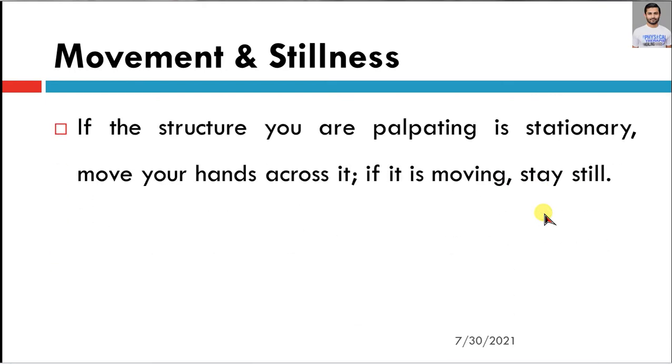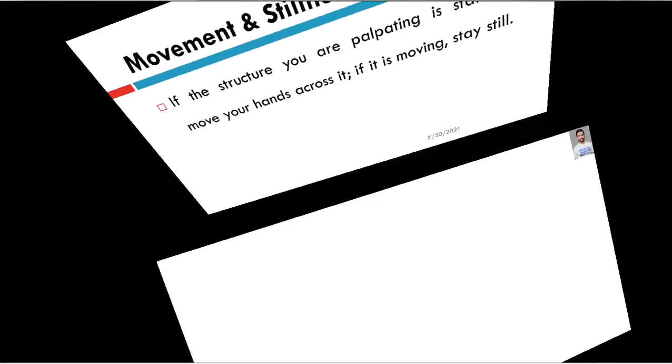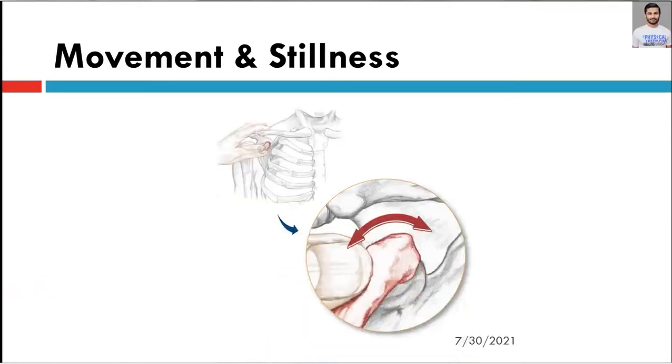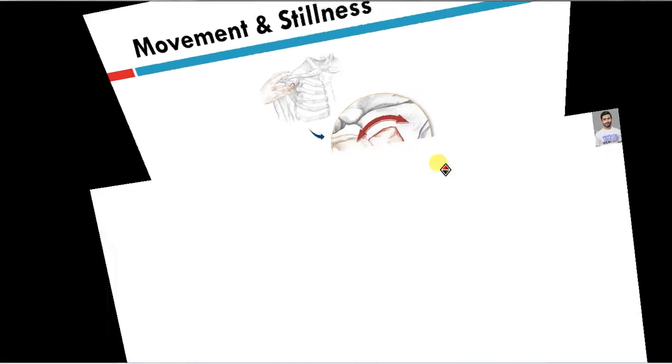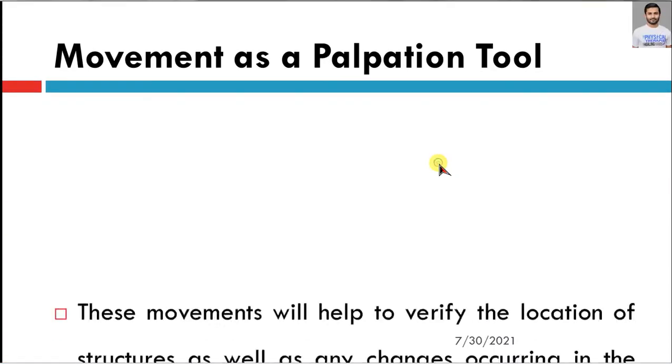Movement and stillness can also help you. If a structure you are palpating is stationary, move your hands across it, or if it is moving, you can stay still. For example, in this picture you can see he is trying to palpate the tip of the coracoid with sufficient pressure, and he's trying to roll his thumb.